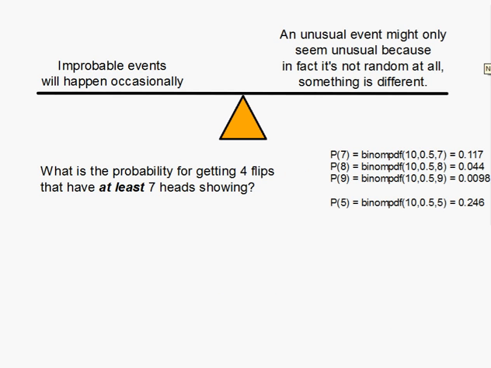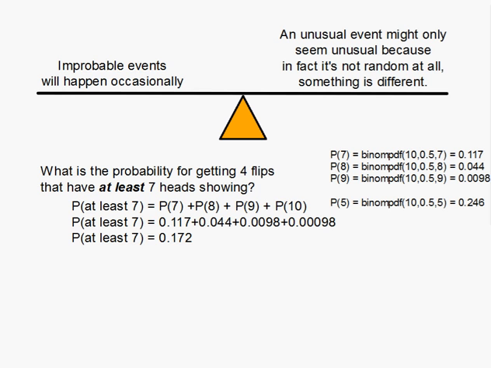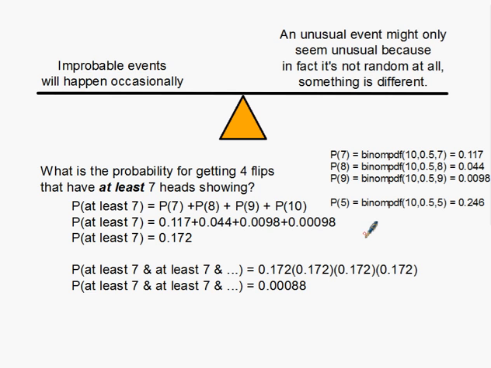Instead of getting those specific flips, what's the probability of getting at least 7 heads showing 4 times in a row? So at least 7 heads showing on the first flip: 7 heads, 8 heads, 9 heads, 10 heads, all added up together. That's the "at least." We can do that. That's just one flip. Now we're going to have 4 flips: at least 7 and another at least 7 and another at least 7. So it's still the multiplication rule for the 4 flips.